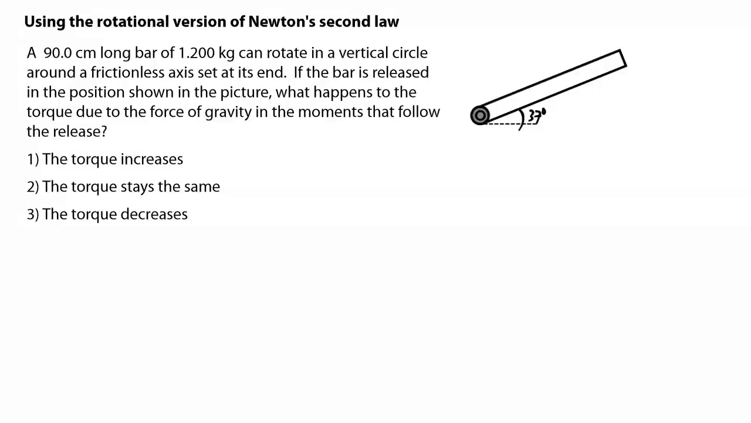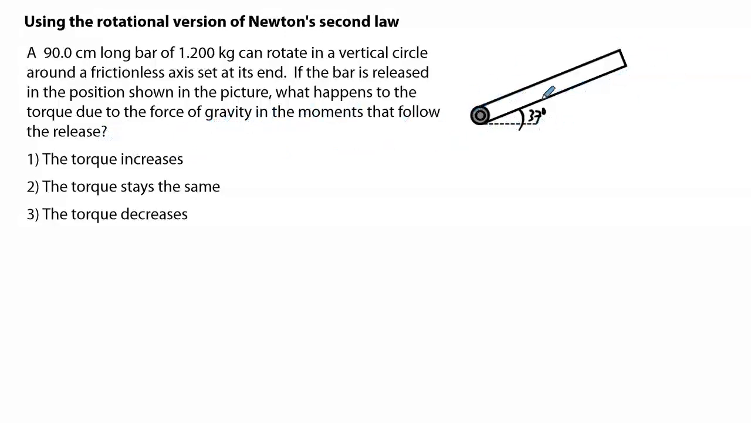In this clip, I'm assuming that you already have learned how to calculate torque. Now we will start by looking at the conceptual question. A 90 centimeter long bar of 1.2 kilogram can rotate in a vertical circle around a frictionless axis set at its end. If the bar is released in the position shown in the picture, what happens to the torque due to the force of gravity in the moments that follow the release?